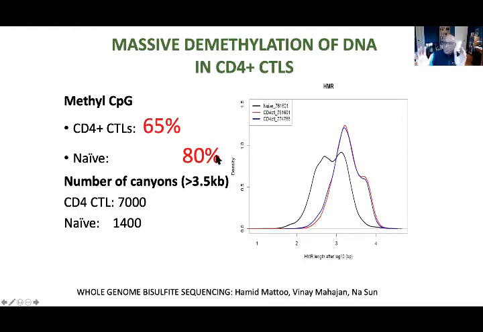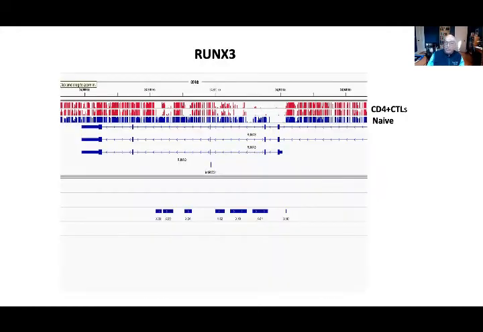Methylation usually, the simplistic way to say it, is if the gene is highly methylated, it's not going to be expressed. If it's demethylated, it's going to be expressed. So just to show you a couple of drivers. So RUNX3, important transcription factor for CD4-CTLs. You can see these two lanes are showing you CD4-CTLs. You can already see open chromatin here, which is not seen in naive cells.